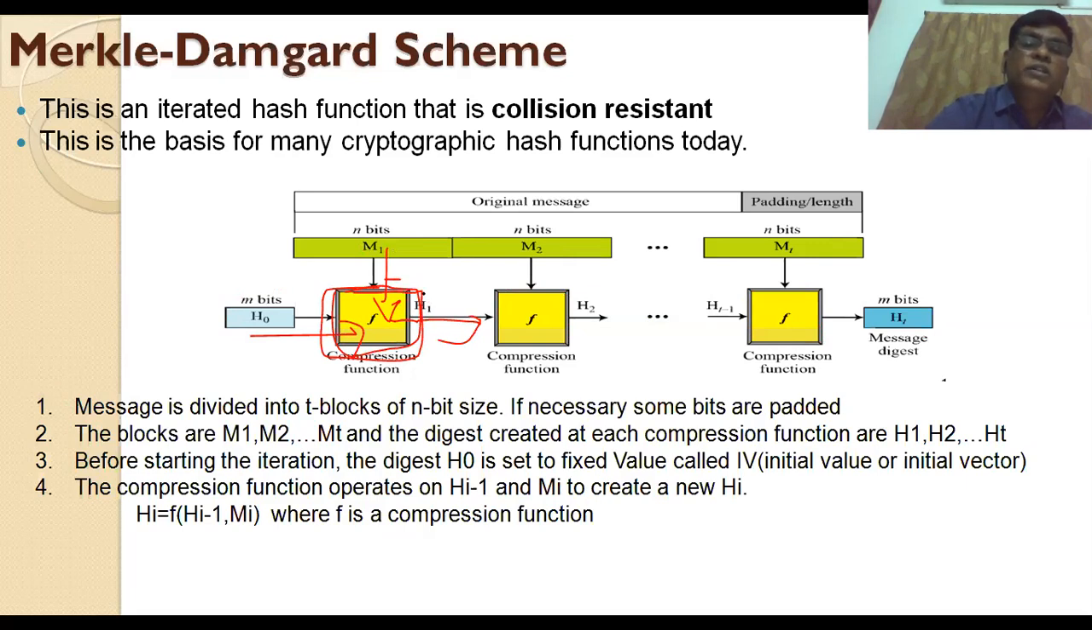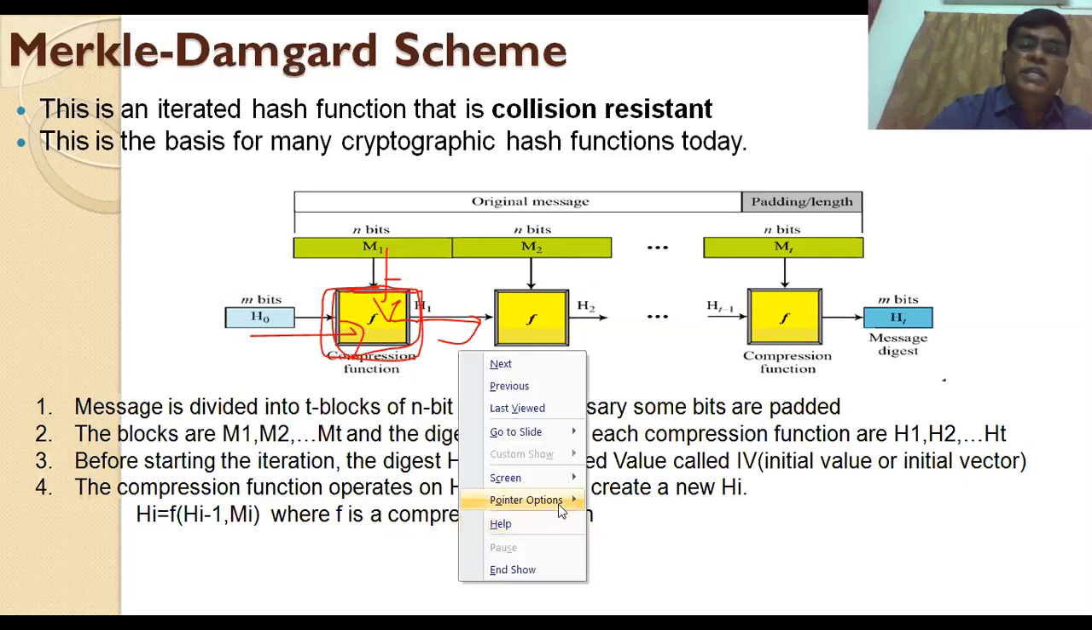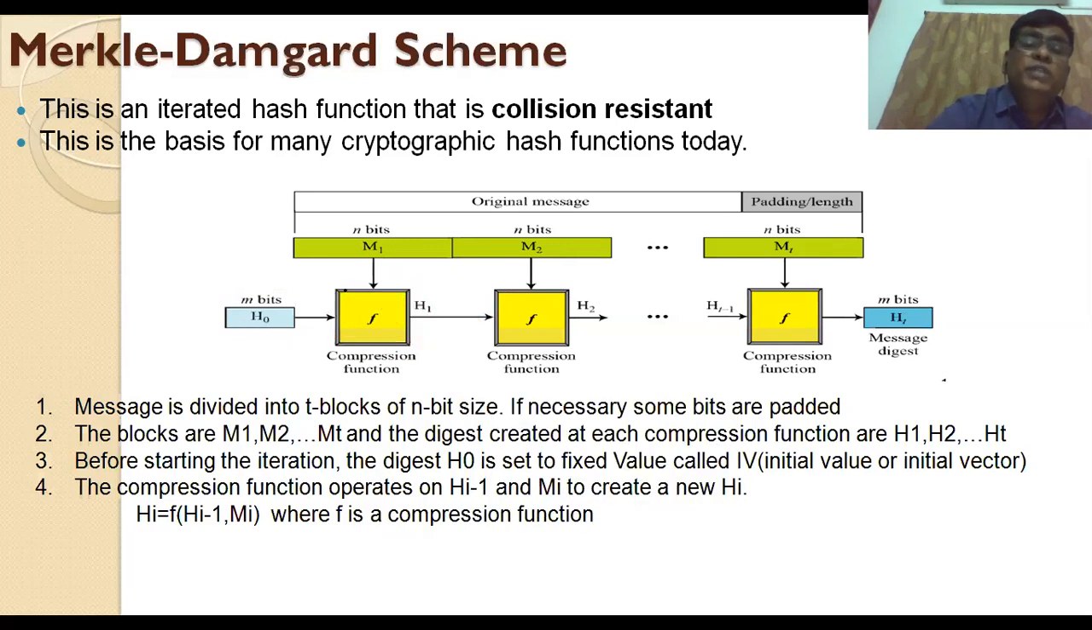What is the H1 here? H1 is the output of the first compression function. How have we calculated the H1? H1 is equal to the compression function working on M1 and the previous initial hash value h0. So this is the H1.